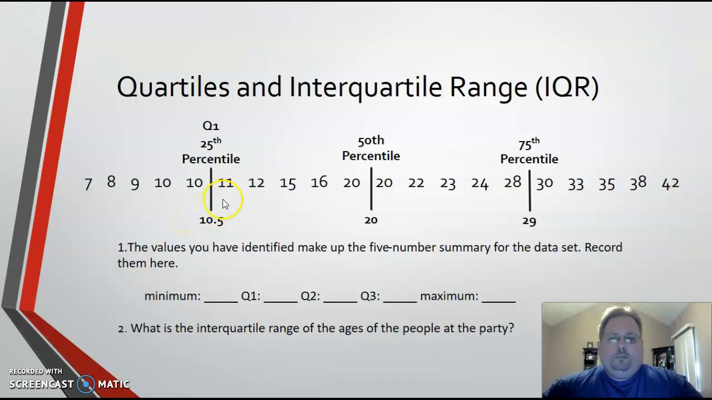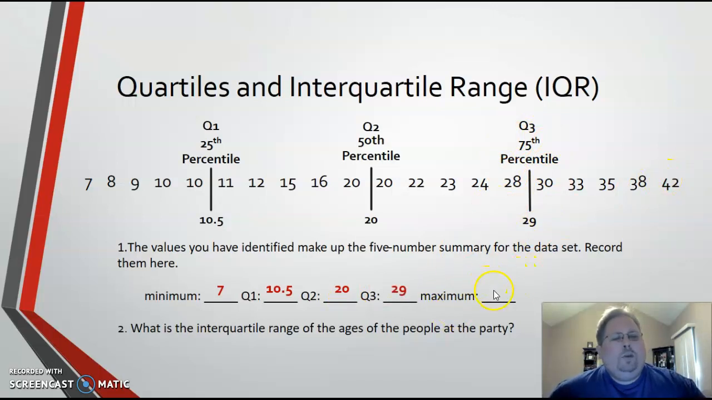Before we get to that, the 25th percentile is what we call quartile 1. The median, or 50th percentile, is quartile 2, and the 75th percentile is quartile 3. This will help us write the 5-number summary for the data set. So the minimum is going to be 7, because it's the smallest possible number. Quartile 1, or Q1, is going to be 10.5. Quartile 2 is 20, and quartile 3 is 29.